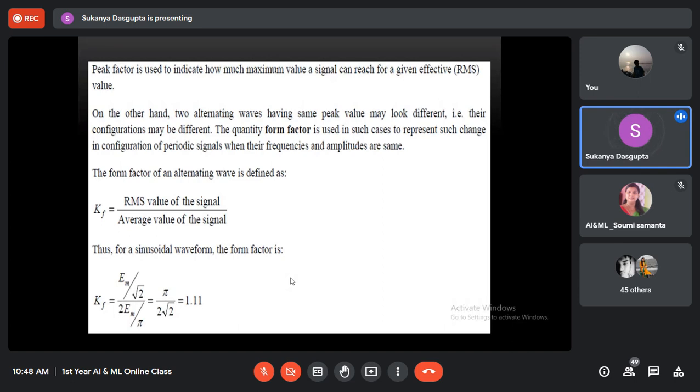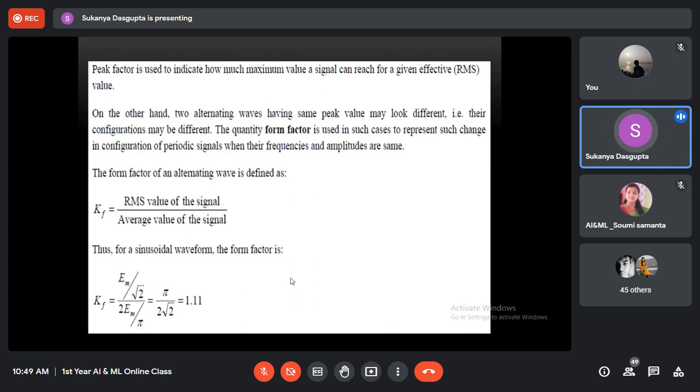Okay. Now, what is the form factor? Form factor may be denoted as Kf. It is the ratio of the RMS value of the signal and the average value of the same signal. So what is the RMS value of a sinusoidal waveform? It is Em by root 2. And what is the average value? It is 2 Em by pi.